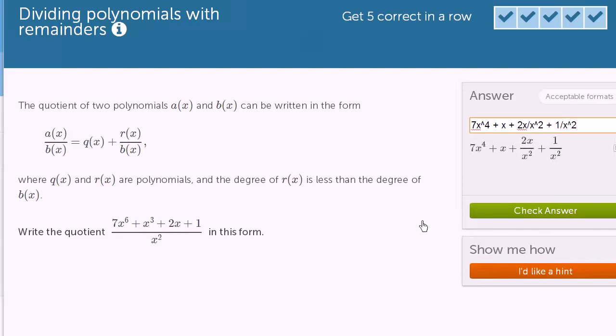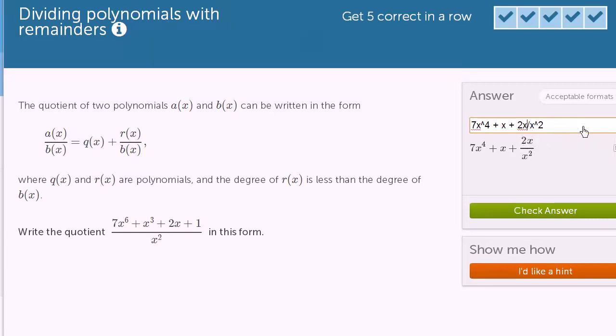So you could write it like that, but that's not exactly the form that they want. They want us to write it q of x, and you could view that as 7x to the 4th plus x. And then they want us plus r of x over b of x. So plus some polynomial over x squared in this case. So instead of writing it as 2x over x squared plus 1 over x squared, we could just write it as 2x plus 1 over x squared.